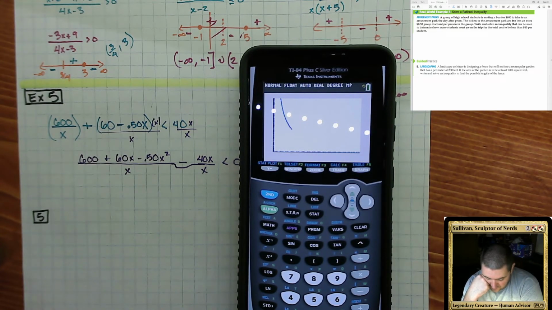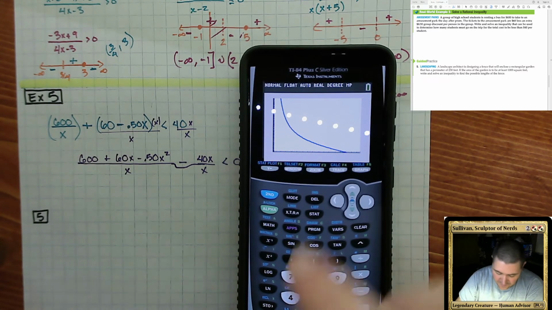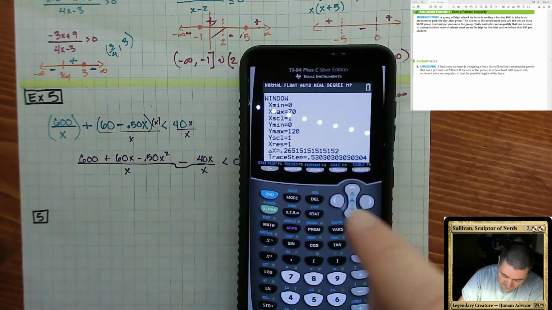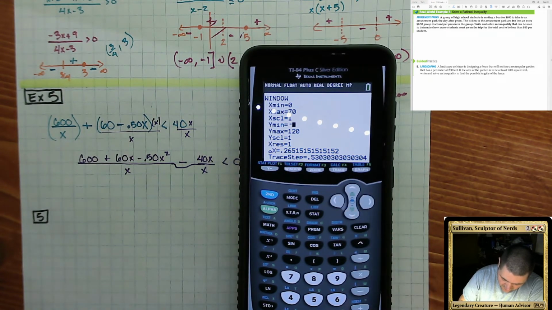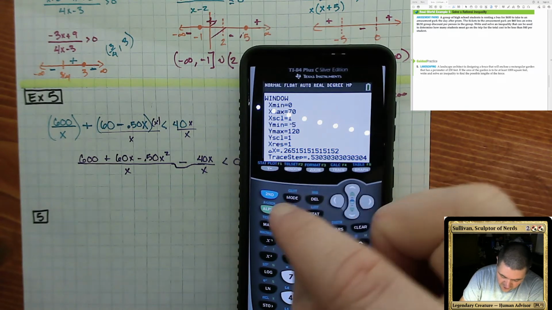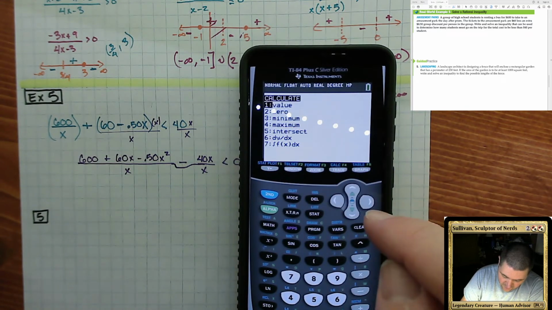Now can I see my graph? Oh, yeah, there we go. You see where it goes and hits that x-axis? I want to know where this thing is going to be less than or equal to 0. So I'm going to make this down to -5 just so I can have a sign change, and I will calculate where that happened.